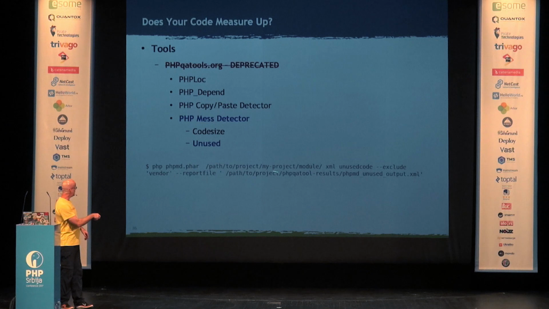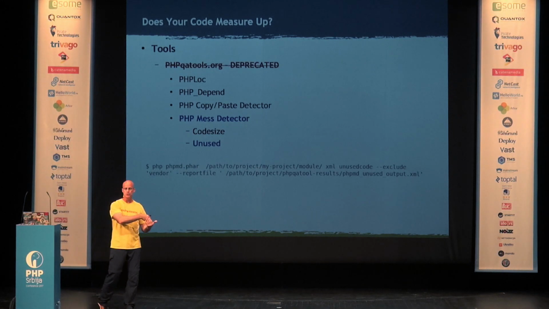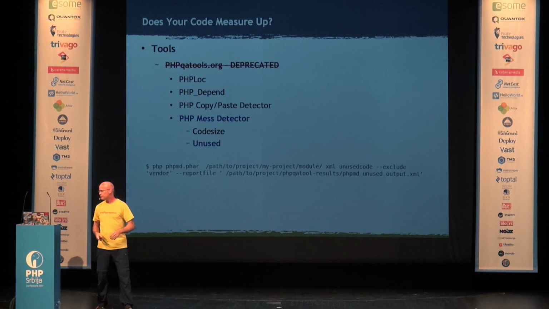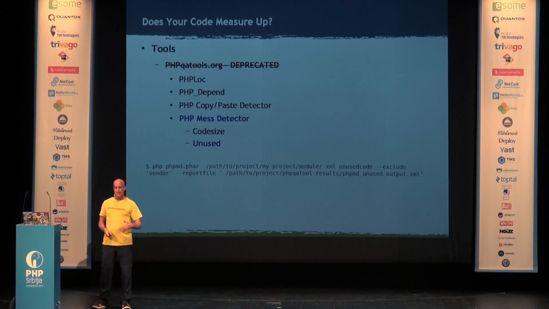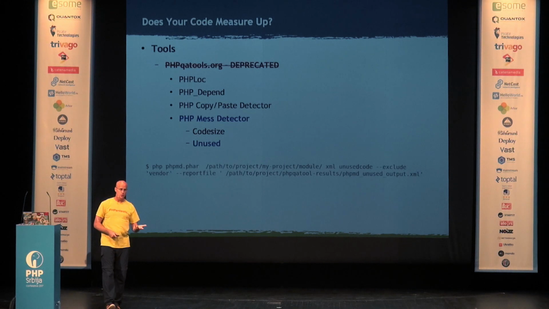Again, the command for that is basically telling it where your source code is. In this case, I'm outputting it as XML. I'm passing the unused code filter and excluding the vendor directory, and I'm telling it where to put the report file. And it looks much the same as the last one, but it's only reporting on things that the unused filtering does. Very important tool, because now you can very easily go in and figure out what is not used anymore.